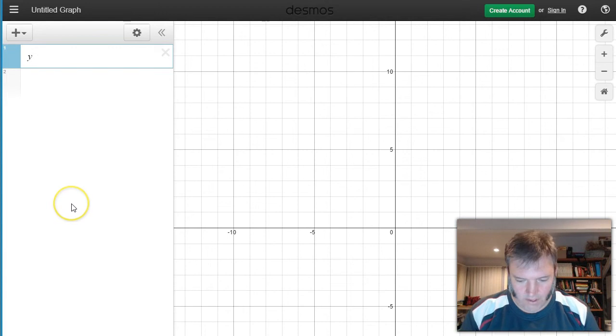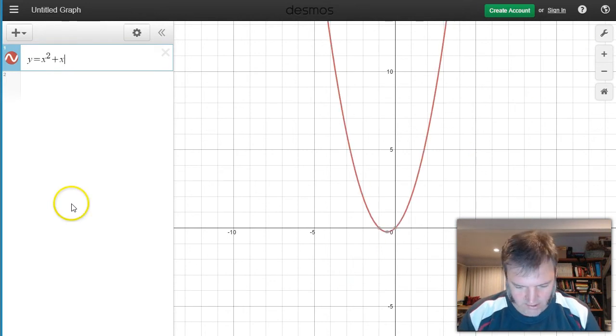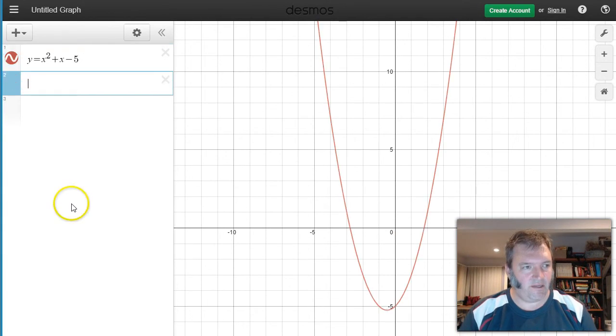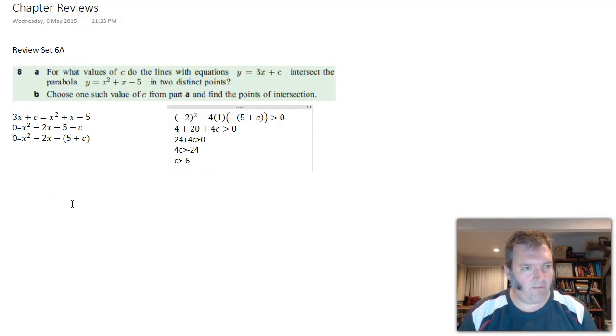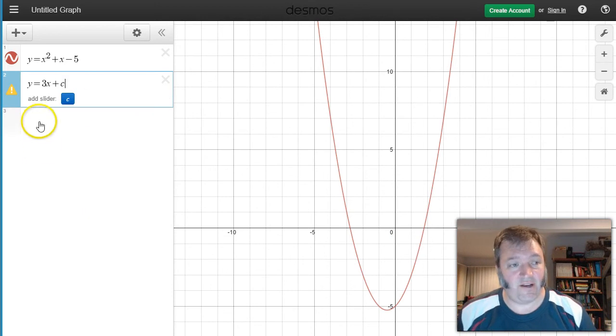Y equals x squared plus x minus 5. It's actually a little bit easier to enter information in here. And the other one was y equals 3x plus c. Now remember, Desmos is great because you can add a slider.